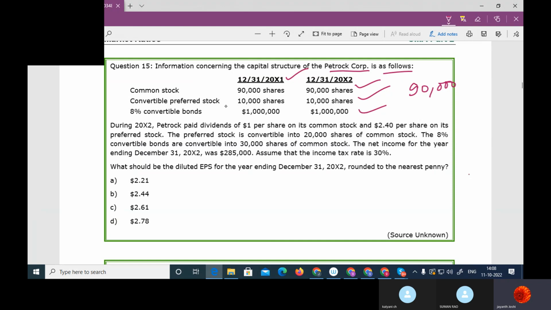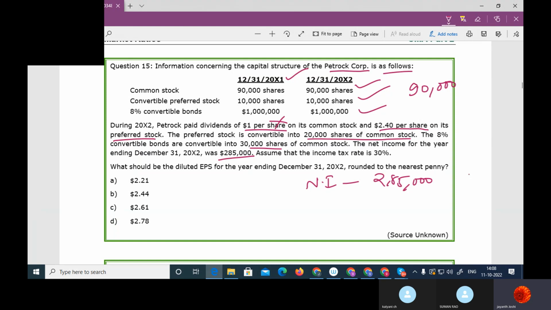Now, let's go to the details given. During 2002, that is this current year, Petroc paid dividends of $1 per share on its common stock and 2.40 per share on its preferred stock. They have given us the net income, 2,85,000. The preferred stock is convertible into 20,000 shares of common stock, and the 8% convertible bonds are convertible into 30,000 shares of common stock. It is assumed that the income tax is this.